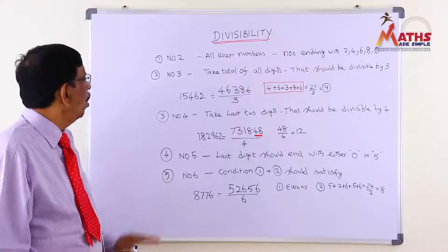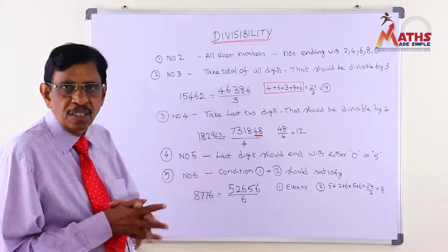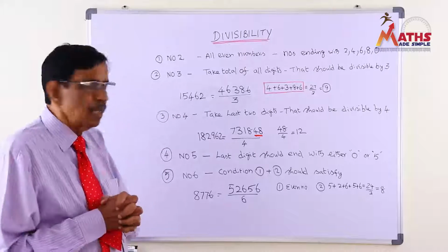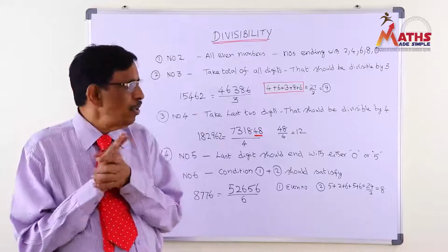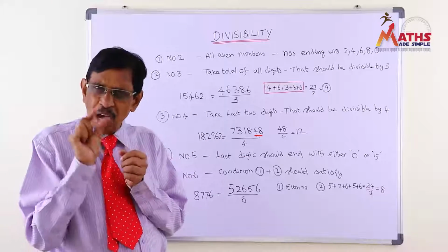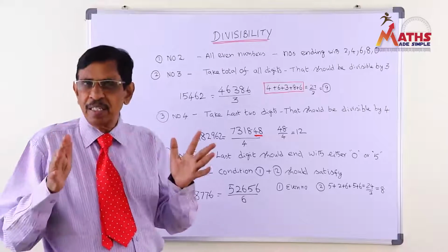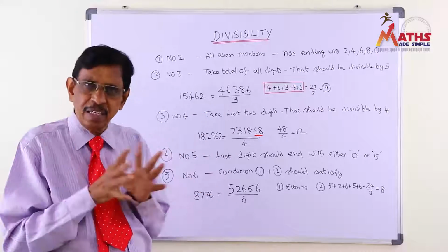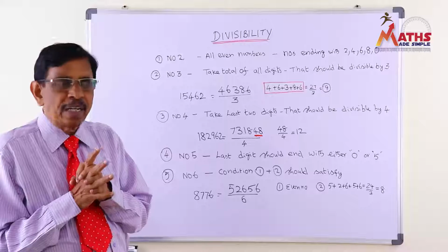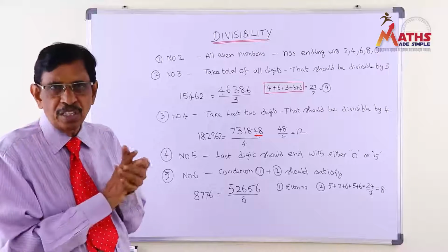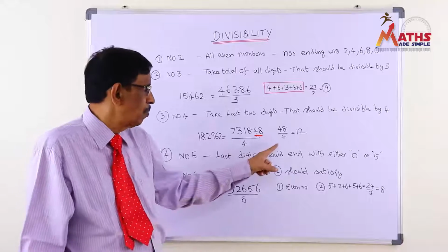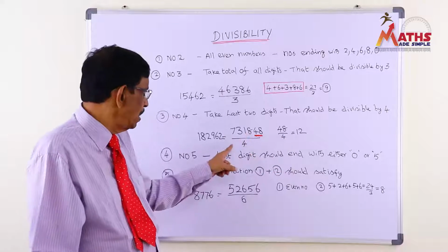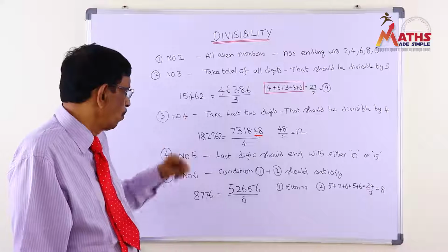Now let us see how divisibility by 4 is considered. When a number with many digits is given, what you have to do is take only the last 2 digits. It can be a 5-digit number, 8-digit number, even a 10-digit number, not a problem. Take only the last 2 digits. If those 2 digits are divisible by 4, then the whole number is divisible by 4.